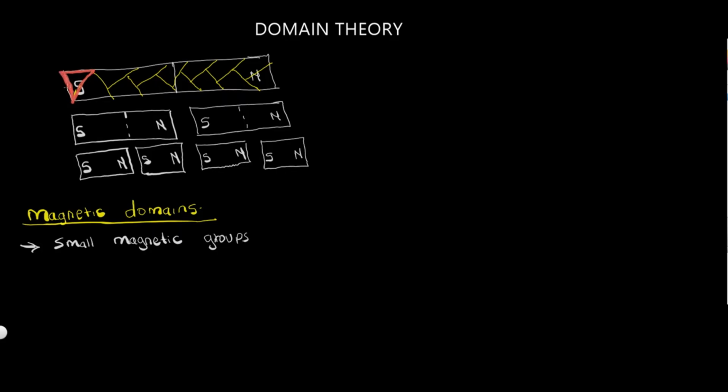These are just small magnetic groups. This one is also a magnetic domain. This one is also a magnetic domain. Whenever you break this magnet into two, you leave part of this magnet. Let's say this side will have its own magnetic domains, and this side will have its own magnetic domains.